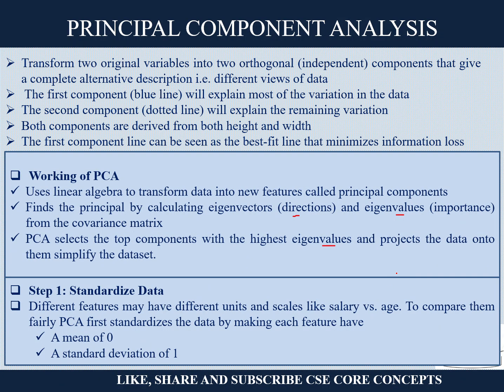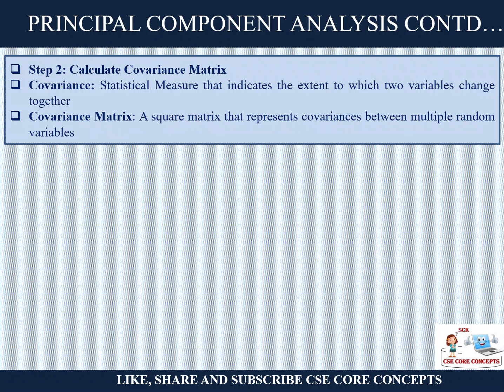So what are the steps we are going to follow? First of all, you have to standardize your data. Different features may have different units. Suppose you have 2, 3 variables, say salary and age. Age has a different unit and scale, right? It is in terms of months, days, years, and salary can be in terms of lakhs, crores and so on. So the variation between the data is not matching; the unit and scale is not matching. If you want to compare them fairly, you have to standardize the data, and standardizing the data means a mean of 0 and a standard deviation of 1.